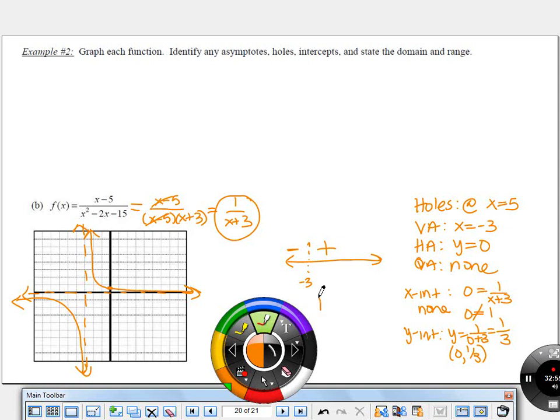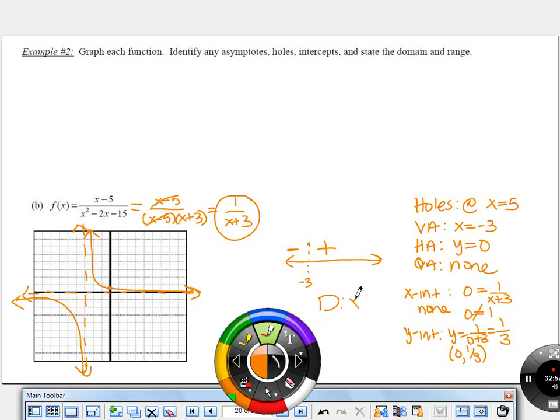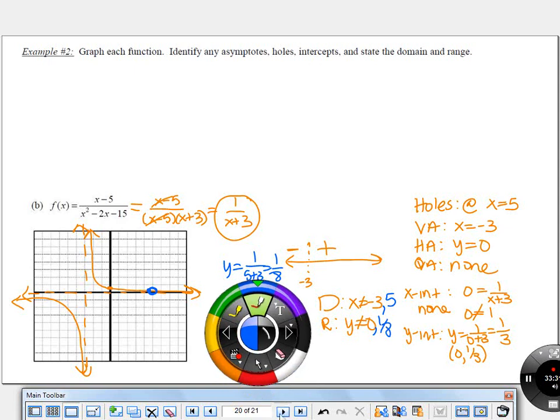So the domain here is everything except x cannot equal -3. And the range, since it doesn't hit that line at 0, is that y would not be equal to 0. Now, actually, I need to add a couple things to that because this graph was supposed to have a hole at x equals 5. So right here should actually be an open point on our graph, which means x can also not equal 5, and y can also not equal whatever you get for y when you plug in 5, which is 1/8. All right.